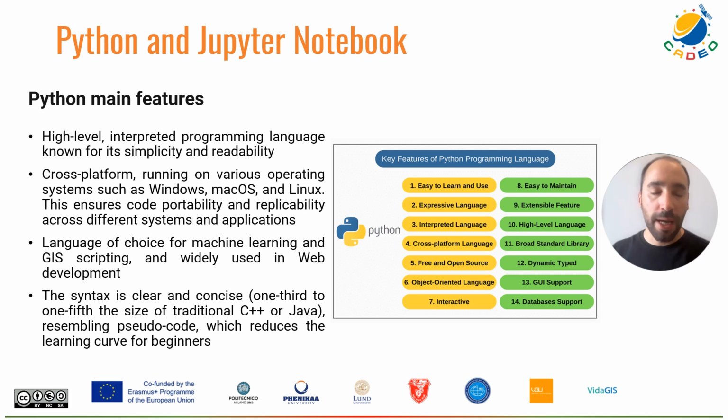Python is also a preferred language for several advanced fields. It is extensively used in machine learning and geographic information system scripting, and it holds a strong presence also in web development. This broad applicability makes Python a versatile tool for various programming tasks. Lastly, Python syntax is notably clear and concise. In fact, Python code is often one-third to one-fifth the size of equivalent C++ or Java code. Its syntax resembles pseudocode, which not only makes it accessible for beginners, but also helps the development process for experienced programmers.